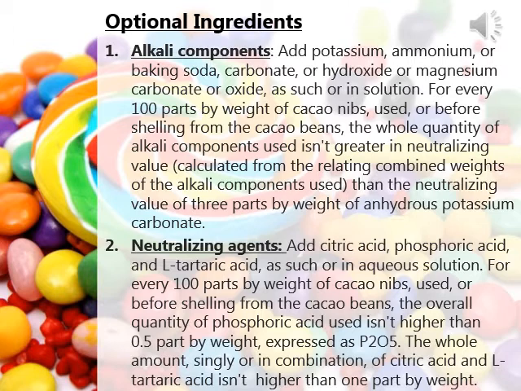Number 2, neutralizing agents such as citric acid, phosphoric acid, and L-tartaric acid, as such or in aqueous solution. For every 100 parts by weight of cacao nibs used, or before changing from the cacao beans, the overall quantity of phosphoric acid used is not higher than 0.5 parts per weight, expressed as P2O5. The whole amount, simply or in combination, of citric acid and L-tartaric acid is not higher than 1 part per weight.